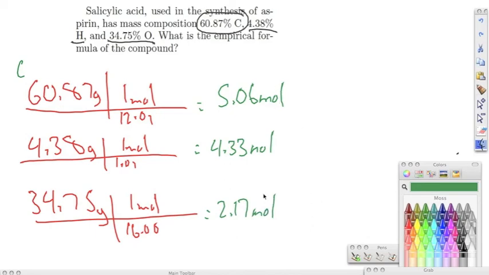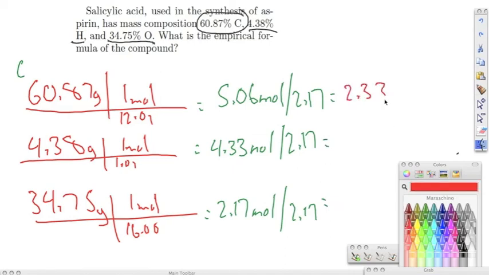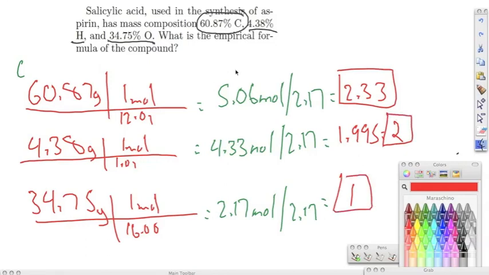Once we calculate the moles, the next step is to divide by the lowest number, which is 2.17. So we divide everything by 2.17, and our next answer is 2.33 for carbon, 1.995 for hydrogen, which we round to 2 because we round from the thousandth place, and lastly, when we divide oxygen by itself, we get 1. So we get these three numbers.